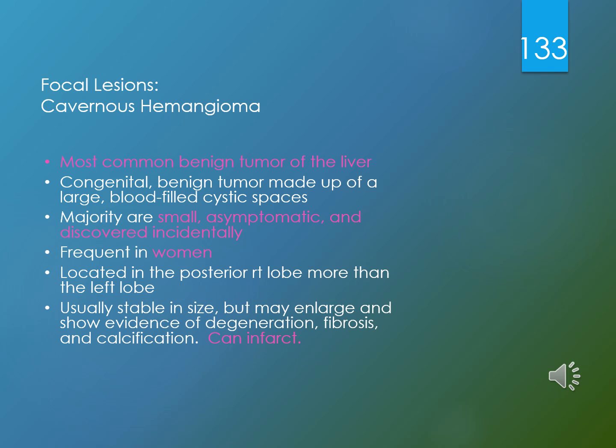Majority are small, asymptomatic, and discovered incidentally. They're frequently in women. They're typically located in the posterior right lobe more often than the left lobe. Pretty much everything's more often found in the right lobe because the right lobe's twice as big. They're usually stable in size, but may enlarge and show evidence of degeneration, fibrosis, and calcification. They can infarct.